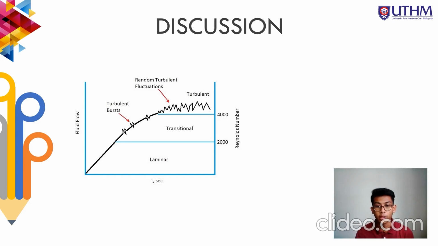The friction factor for a smooth pipe decreases more rapidly with increasing Reynolds number than for a pipe with rough walls. So the internal surface of a pipe is said to be independent of the diameter. Okay, so that's all for the discussion for this report. Thank you.